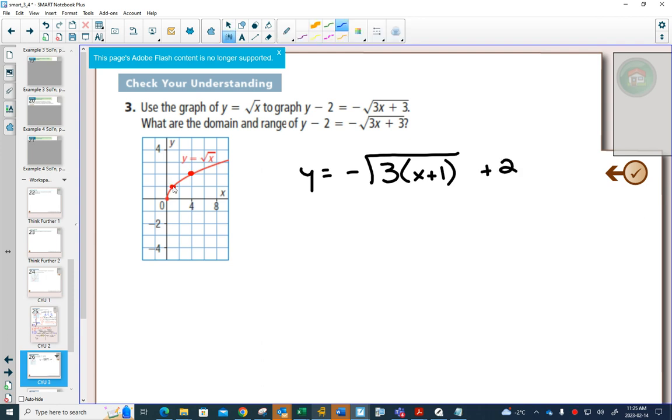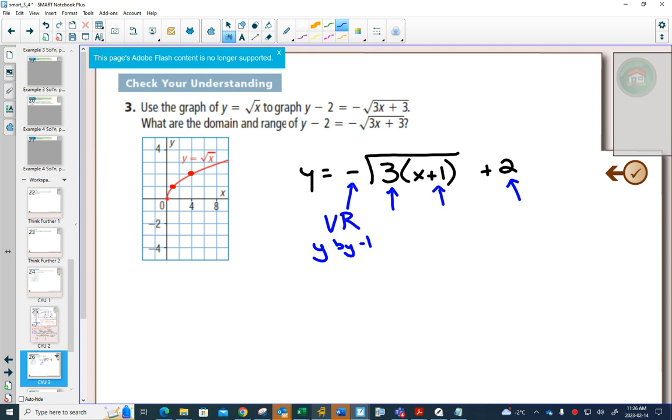Compared to my original graph, which is the square root of x, I have a bunch of new things. I have a negative, I have a 3, I have a plus 1, and I have a 2. Each of those things is going to be a transformation. We have to figure out what they're going to do, which ones are inside the function, and which ones are outside. Outside is going to be vertical. Can you see this negative is outside? It's going to be a vertical reflection. You're going to multiply your y values by -1.